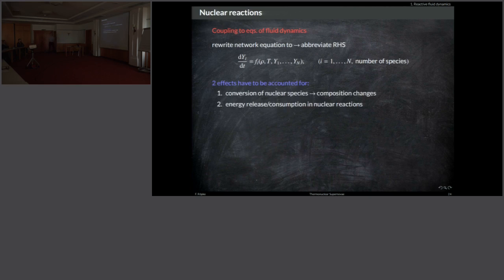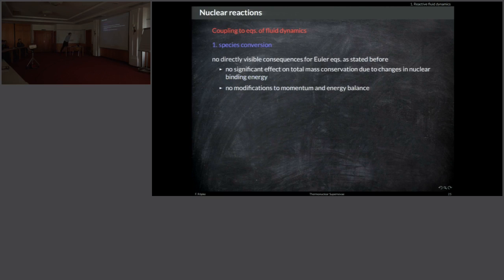Now, if you want to couple this network to fluid dynamics, of course, two fundamental effects have to be accounted for. The first is the conversion of nuclear species that changes the composition. And the second effect is, of course, that the reactions will release or consume nuclear energy. So this, of course, should be reflected in our system that we solve. Now, let's take a look at species conversion first.